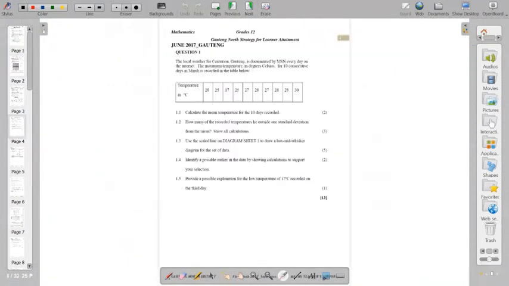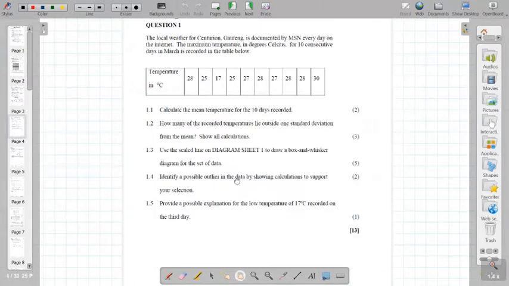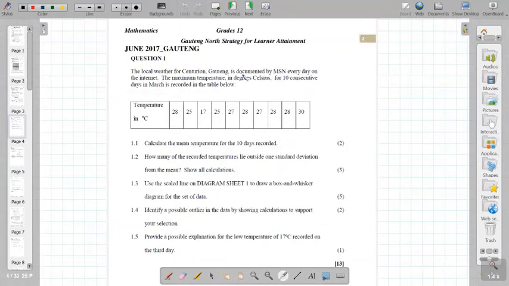There's another question. Let's see how it goes with the memorandum and everything to get through the idea. This time in this question, we are given some temperatures for 10 consecutive days in March. And what's the mean temperature? You can just get the answer with the calculator, straight 2 marks. How many recorded temperatures lie outside 1 standard deviation from the mean? That's why here we find the interval of 1 standard deviation, and then we check how many temperatures are not in that interval. Okay, that's what we do.